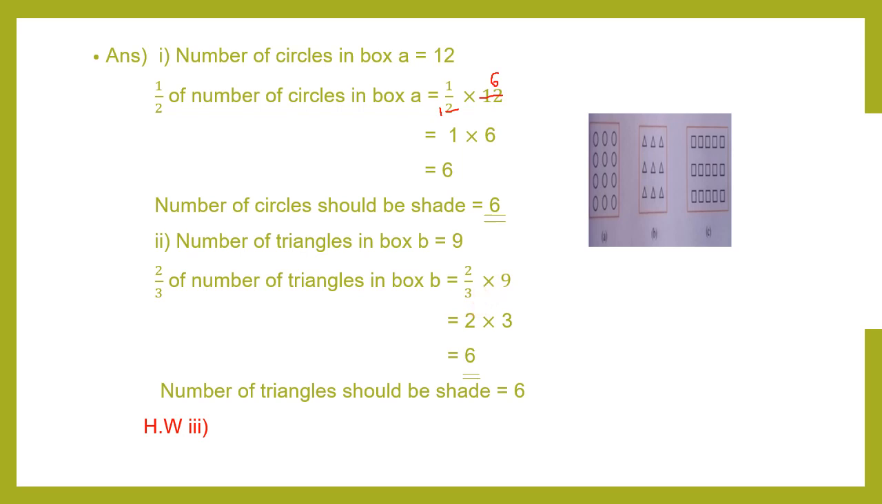Both are multiples of 3. The 3 ones are 3 and 3 threes are 9. Now 2 multiplied by 3, that is 6. So how many triangles should be shaded? Any 6 triangles from box B you have to shade.